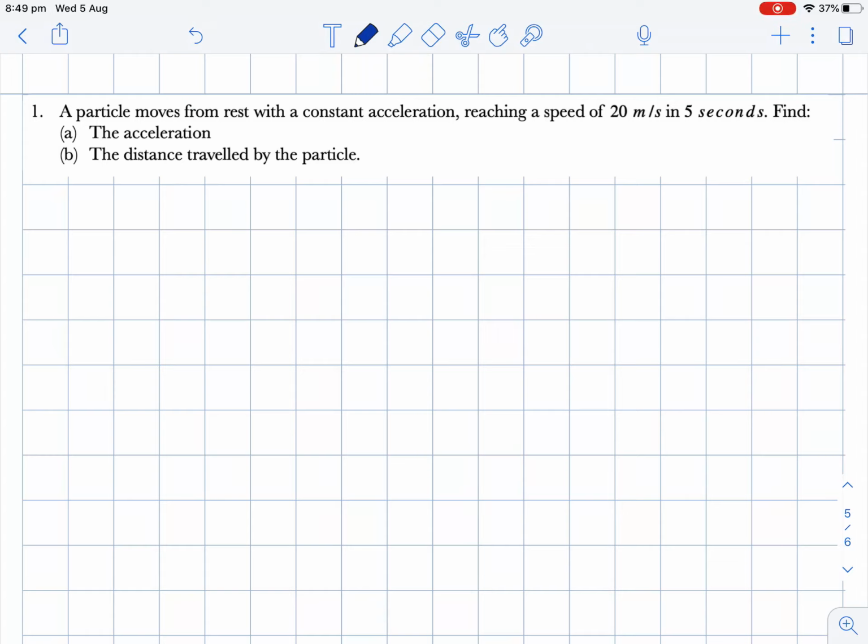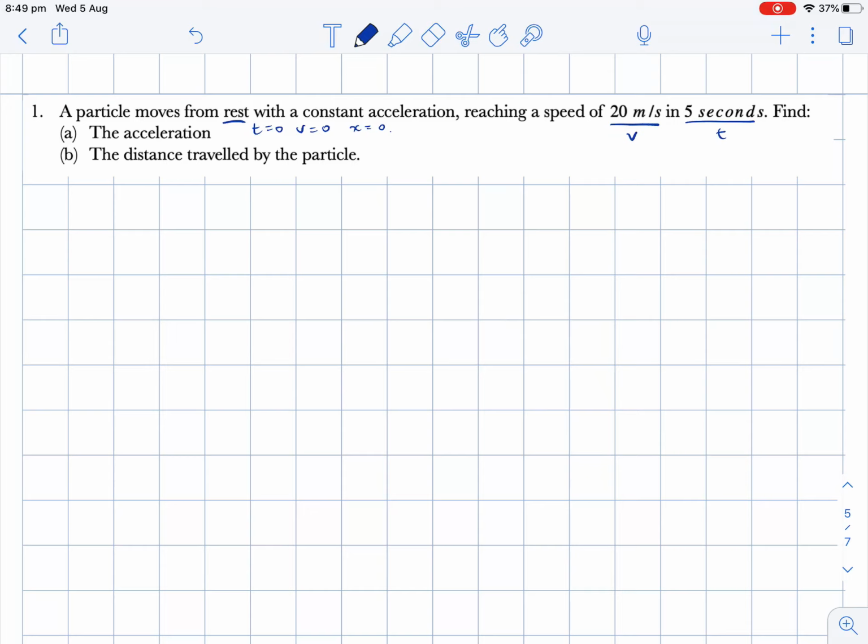Okay, so for our first example of constant acceleration, we have a particle that moves from rest. I'm just going to highlight that: from rest means when t equals 0, v equals 0, and also its displacement equals 0, with a constant acceleration reaching a speed of 20 meters per second. So that's a v value in 5 seconds, a t value. Find the acceleration and the distance travelled by the particle.